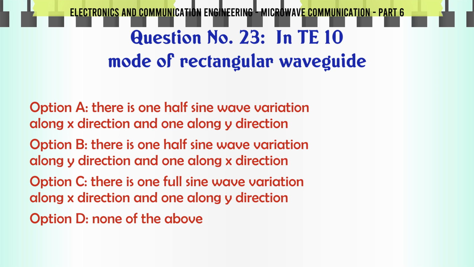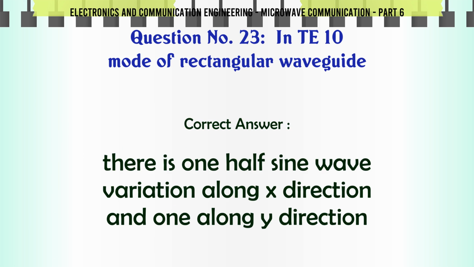C: there is one full sine wave variation along x direction and one along y direction. D: none of the above. The correct answer is there is one half sine wave variation along x direction and one along y direction.